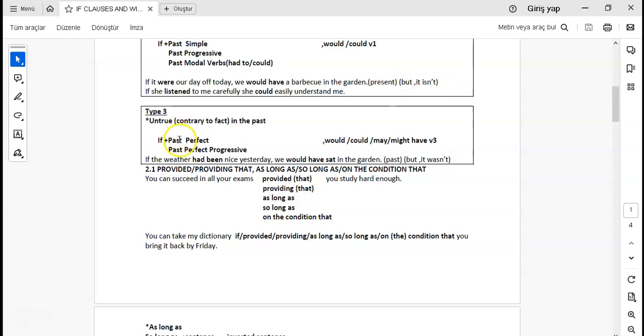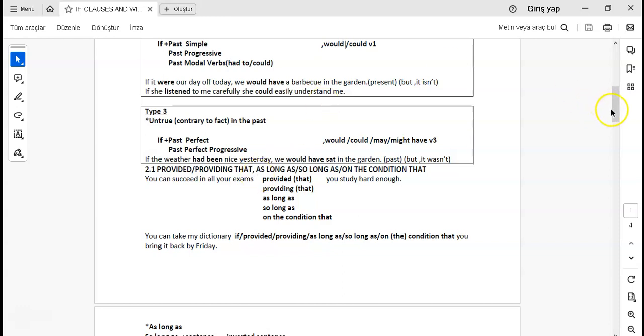And so we use the past perfect and the past perfect progressive tenses with if, and in the main clause we use the perfective modals like would have verb 3, could have verb 3, may have verb 3, or might have verb 3. And we say if the weather had been nice yesterday, we would have said, was the weather nice? No. And so did you sit in the garden? No. And so you're just imagining about the past.